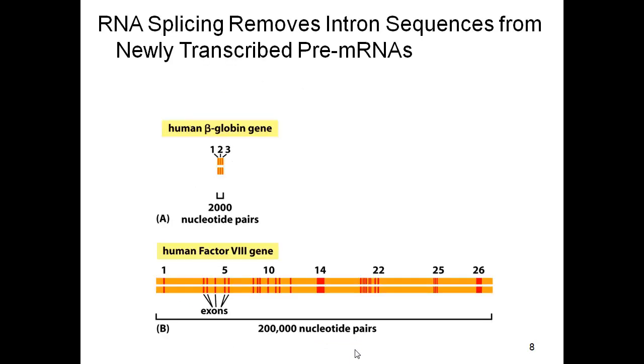The size of human genes can vary quite a bit. Some can extend over extremely large regions, in this case shown 200,000 base pairs, and you can see that most of the sequence is in fact introns. There are examples that are even larger than this and extend over 1 million base pairs.